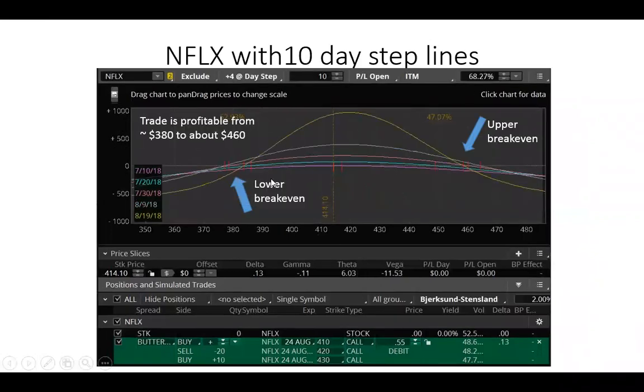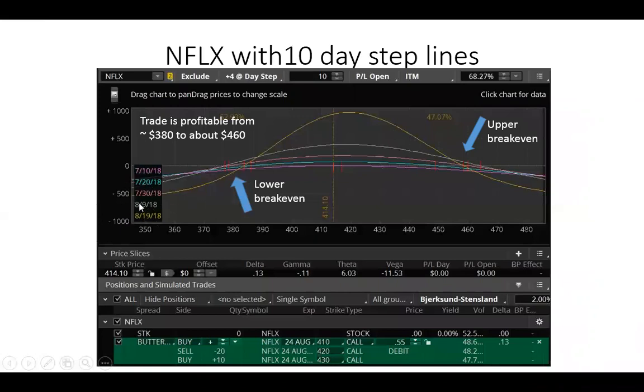But here I took the same graph, but I applied a 10-day step. So each one of these lines is 10 days out, and you can see the huge range that we were able to encompass. So even if we got to 430, so we were wrong, 420 was a little too conservative as far as where we thought Netflix might go. We're at 430 or 440 even. Well, notice how these lines are running. You could make your $500 way up here at 440 even, moving forward in time.